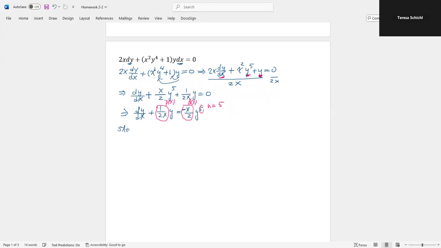Okay, so step number 1. What we always do is v equal to y to the 1 minus n, so it's y to the 1 minus 5, so it's y to the negative 4. Then take dv/dx, which gives you negative 4 y to the negative 5 dy/dx, or I can simplify this to negative 4 y to the fifth dy/dx.